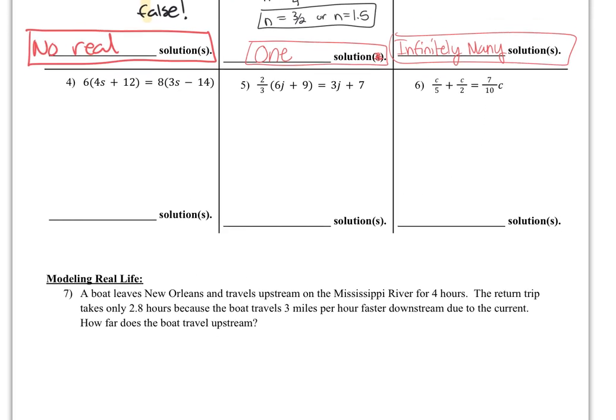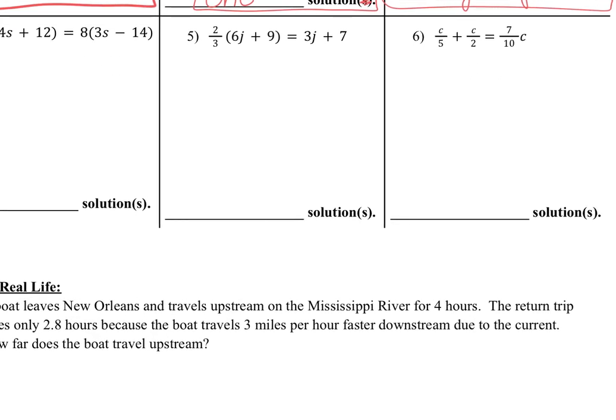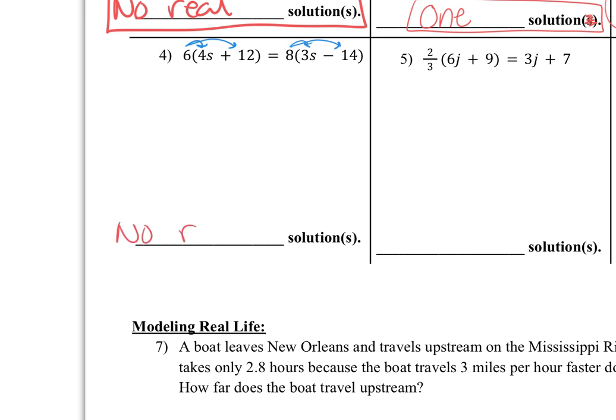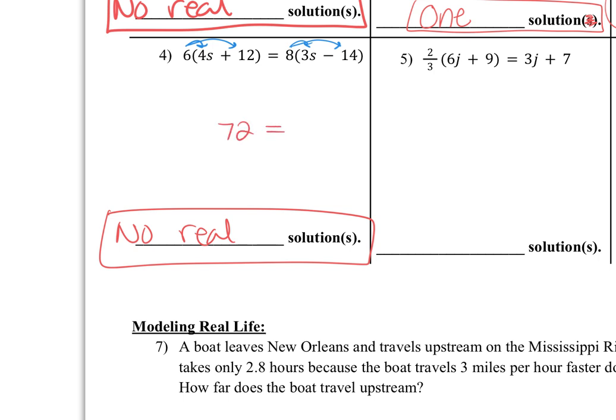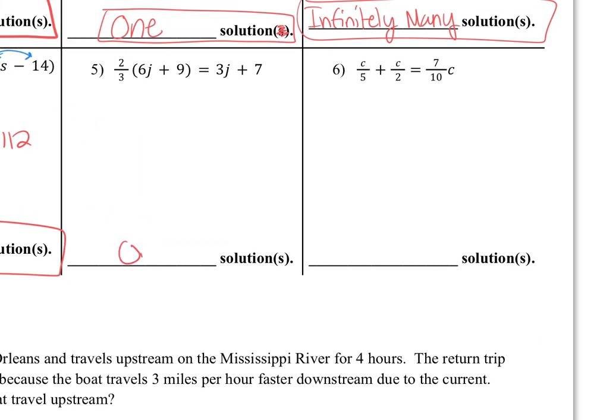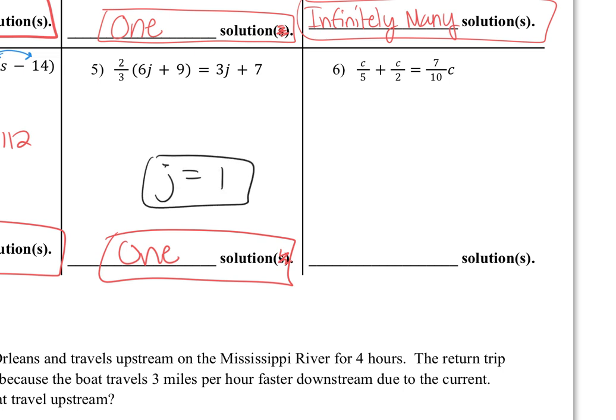I'm going to have you guys try 4, 5, and 6, okay? You can work with your neighbor. So no real. What were the final numbers that you got there? 72 is not equal to negative 112, you said? All right, yeah, definitely not equal. Definitely false there, okay? What about number 5? One solution? What was your final answer there that you guys got? J equals, what was it? 1. Awesome. Okay. And then what about the last one?